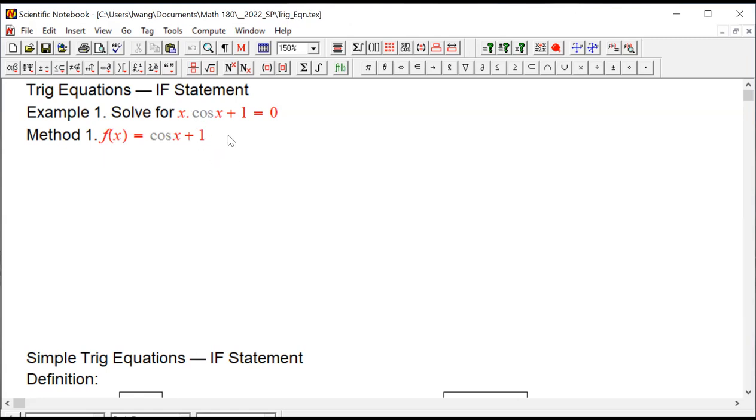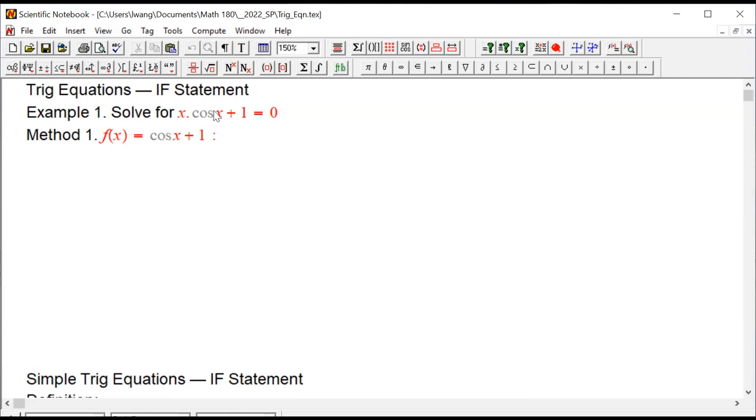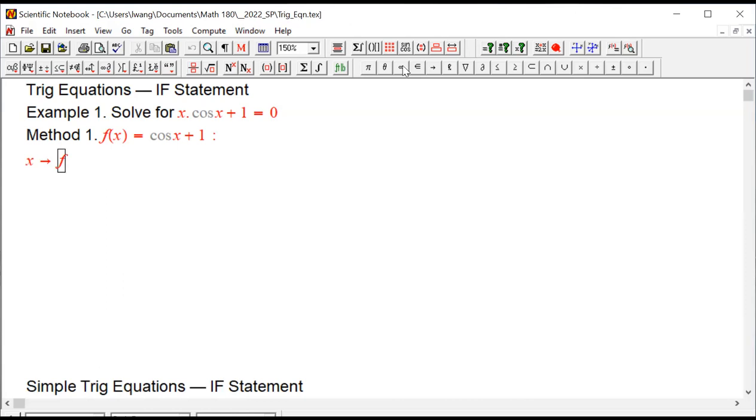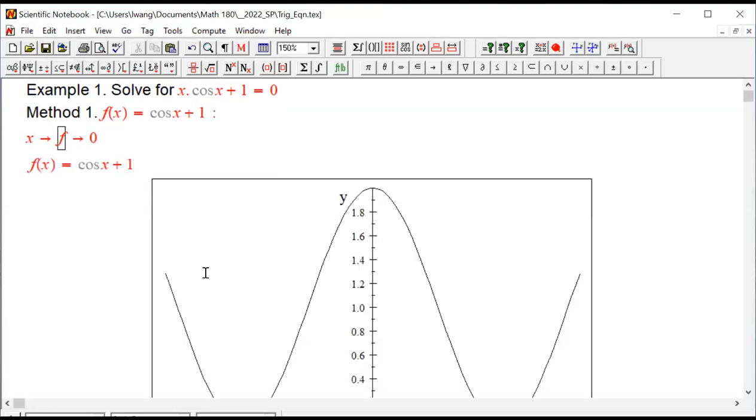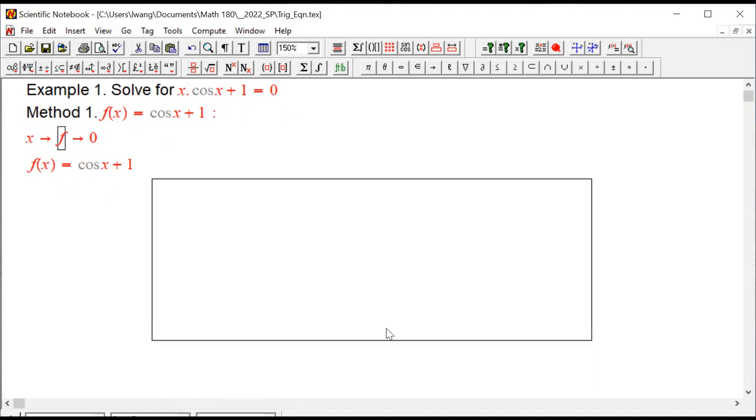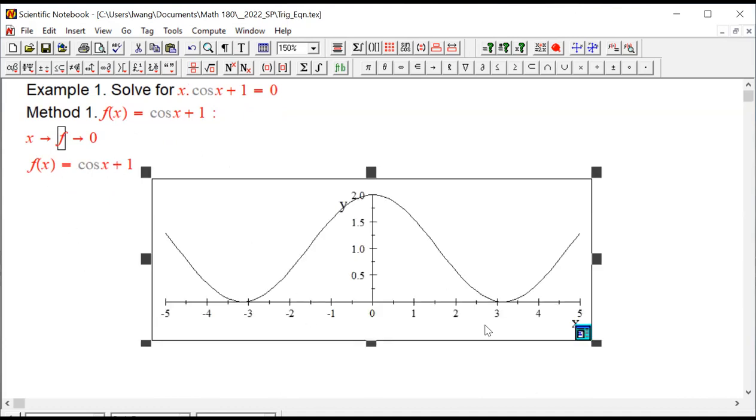So we know the output. For this function, we're looking for an input such that when the rule is applied to the input, it produces an output, and the output is 0. That's the scenario. One method is that we can look at the graph. This function has a graph, and where does it touch 0?